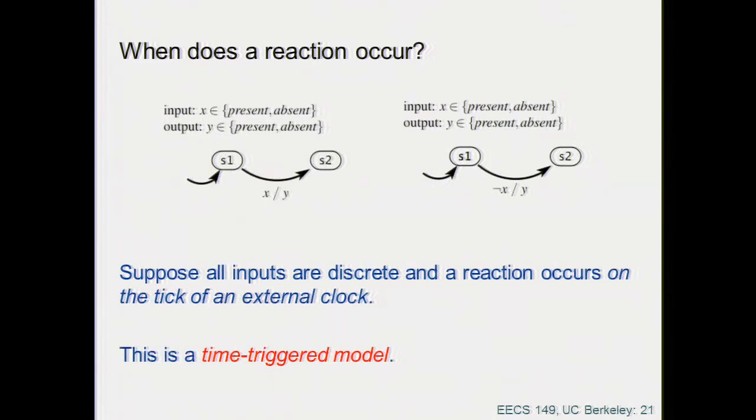Now, when does this reaction occur? Suppose all the inputs are discrete and a reaction occurs on the tick of an external clock. That is a time trigger. We already said that the key event, the key guard, that allows me to move from one state to the next is the clock. So the clock is always ANDed with all the real inputs to the system. And so the clock is down, nothing happens. The clock is up, I do something. Okay.